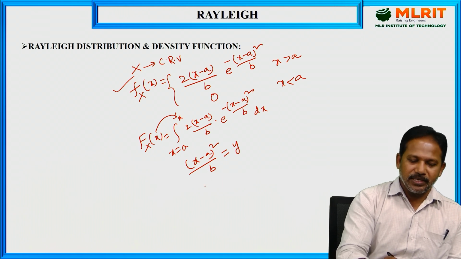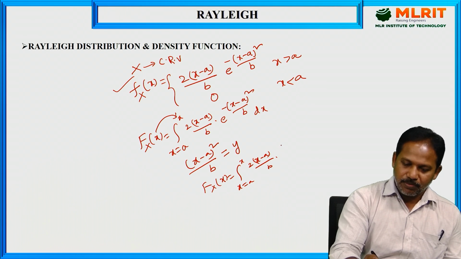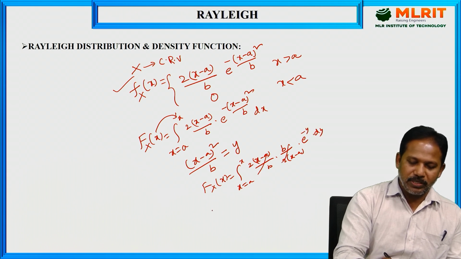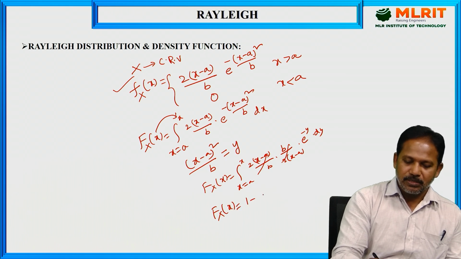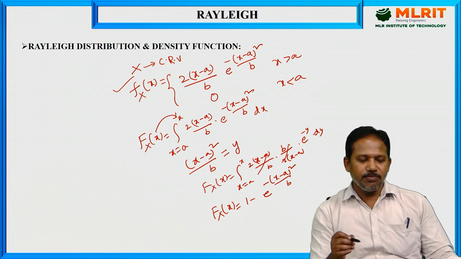So we can get F_X(x) is equal to the integral from x equal to a to x of 2 into (x minus a) by b into b by 2 into (x minus a) into e power minus y dy. These terms cancel. So you can get F_X(x) is equal to 1 minus e power minus of (x minus a) whole square by b. This is my distribution function.